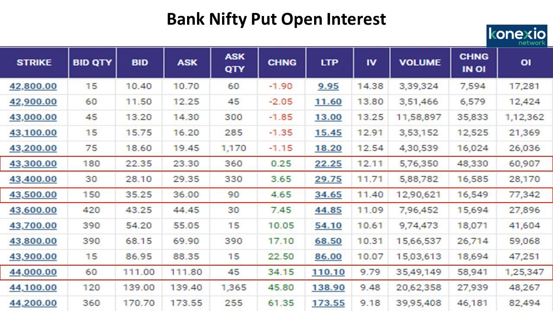So if it breaks 44,000, then there are chances that Bank Nifty might drift down to the levels of 43,300 to 43,200 mark from those levels, if Bank Nifty breaks 44,000.